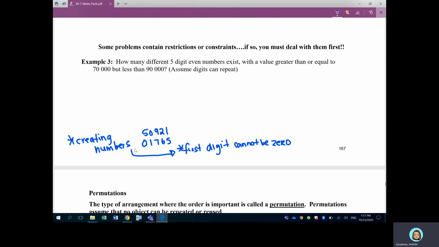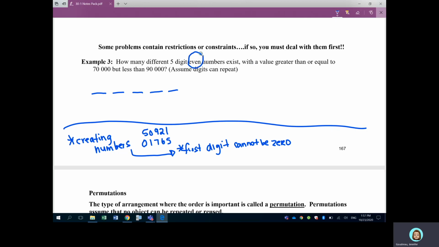So in example 3, we are creating a 5-digit number. So I'm going to start with writing my 5 blanks, to represent our 5 stages. And in this case, we have a couple of restrictions. First of all, it has to be an even number. Now, when we decide if a number is even or odd, we always look at the last digit. So I know that I have a restriction on this last digit.